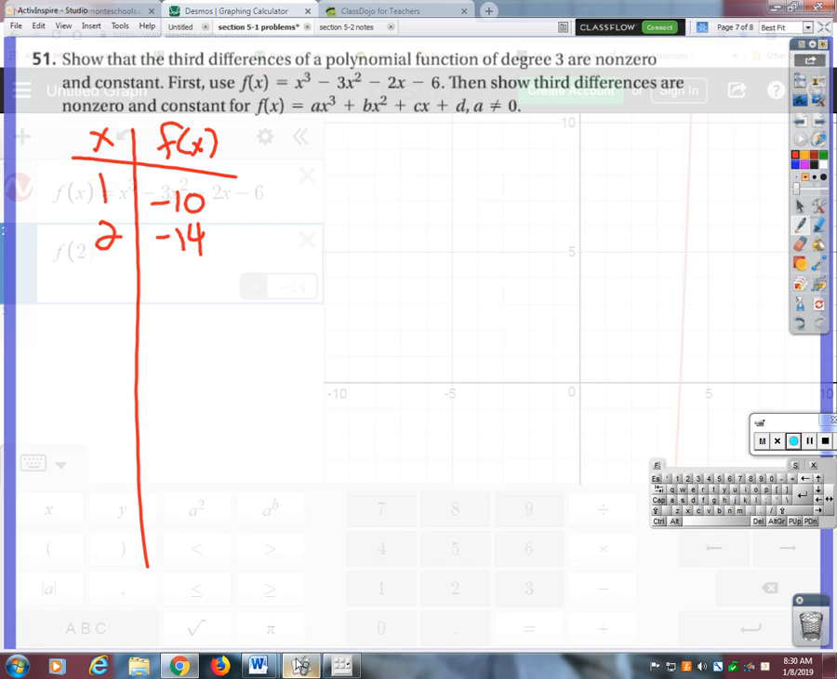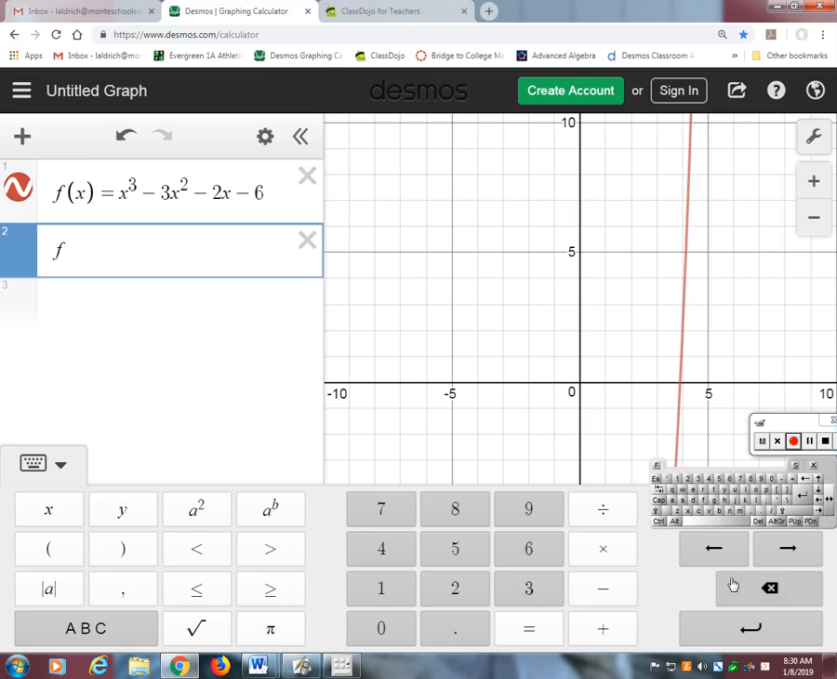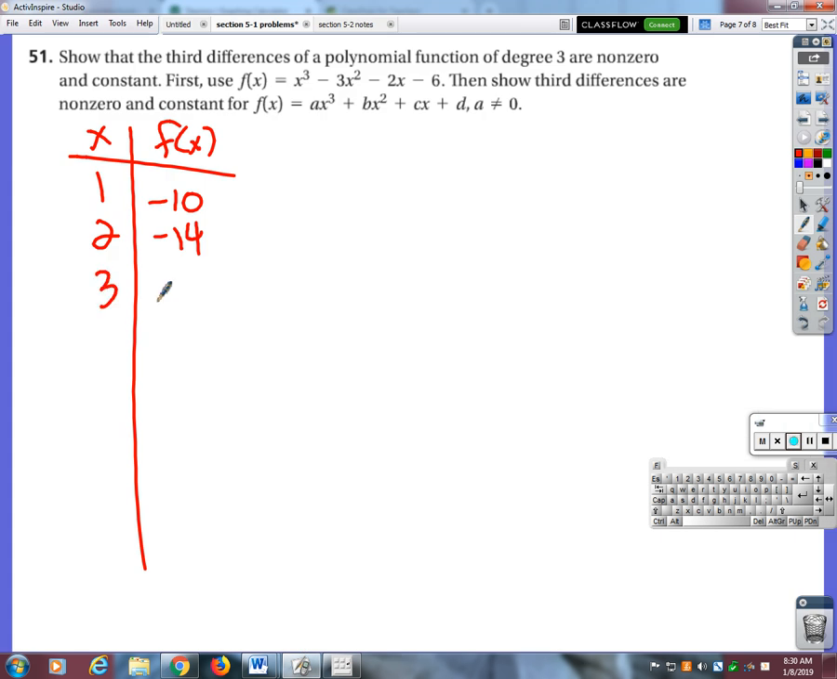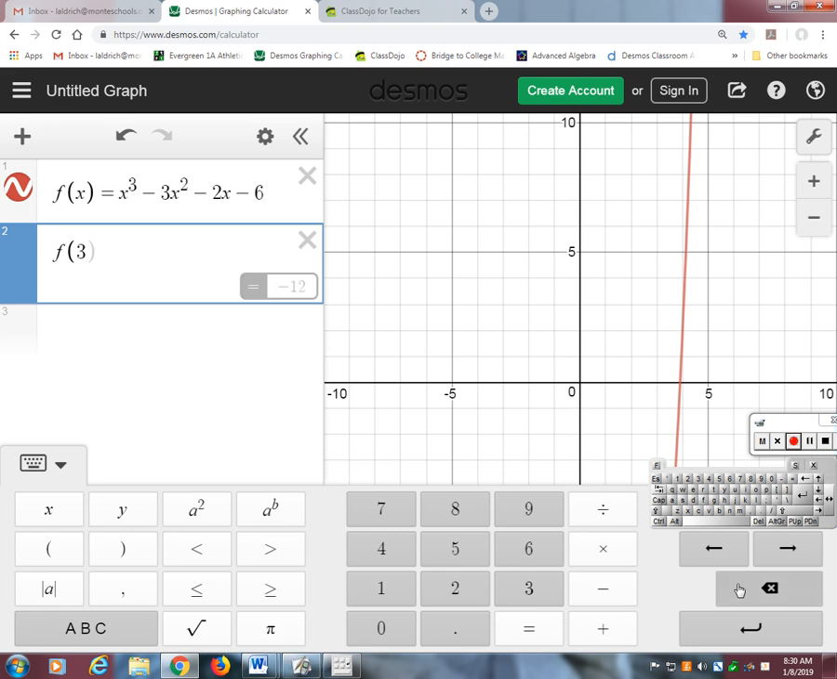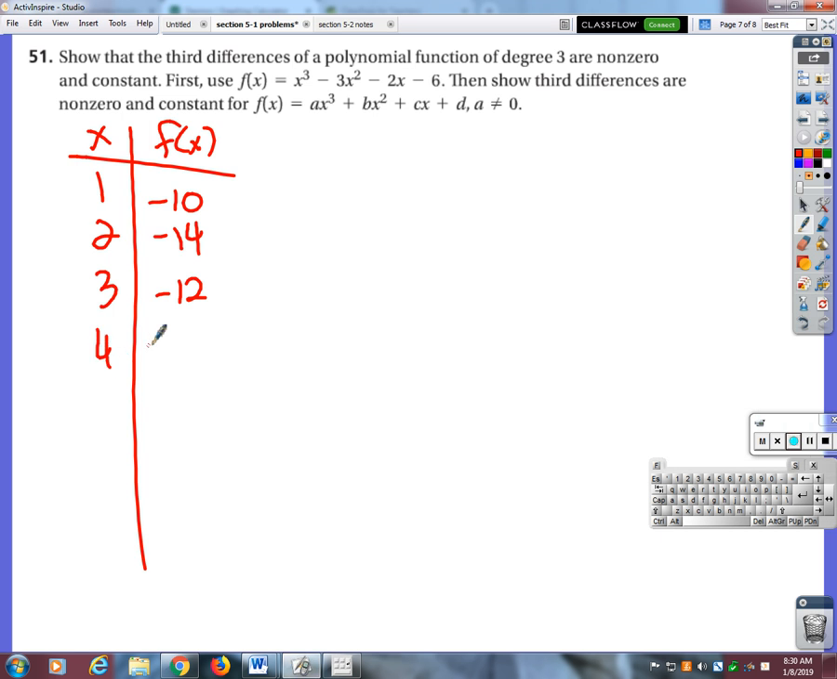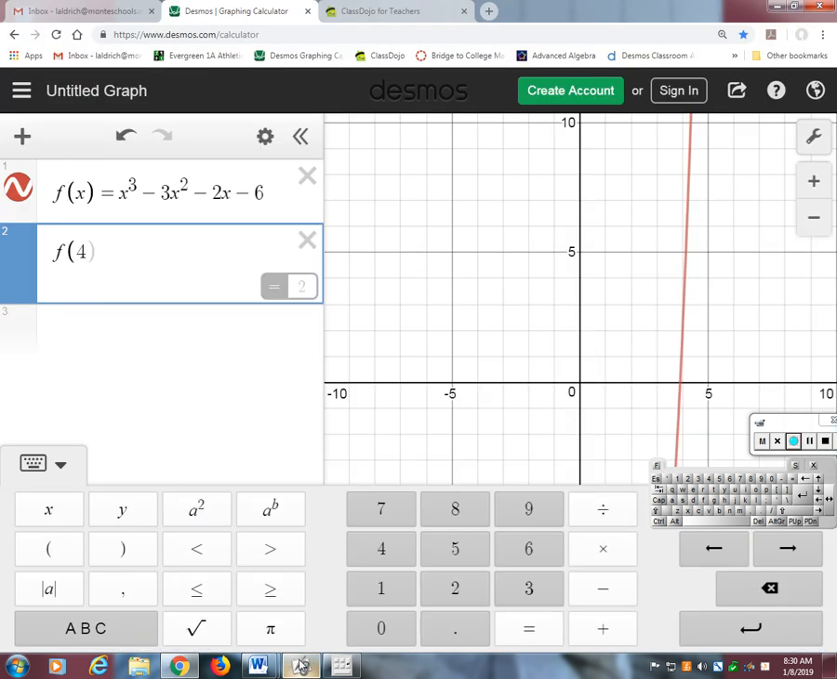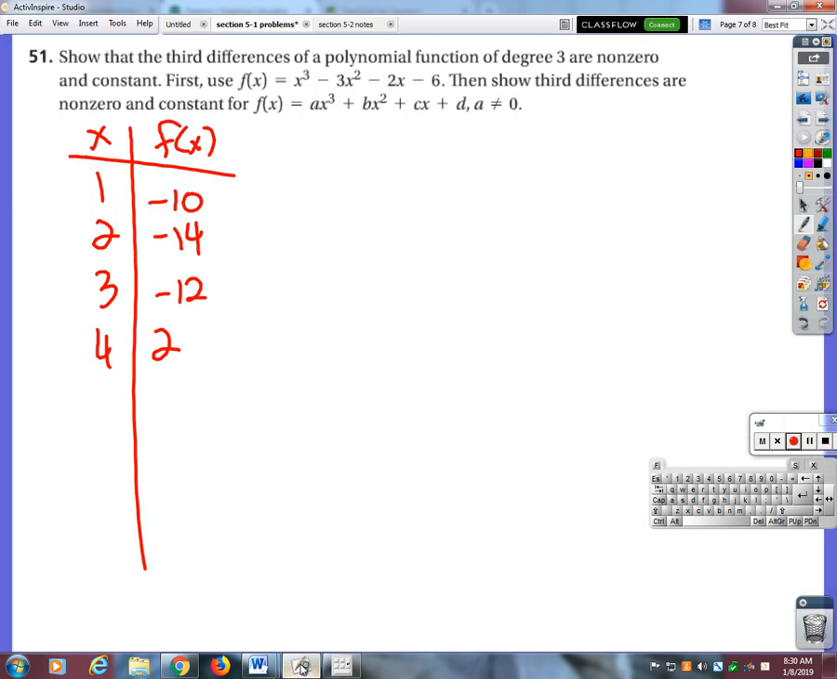If I change that to 3, then I get negative 12. Then if I change it to 4, I get 2. And finally, if I change it to 5, I get 34. Okay, so that was just me using Desmos to create a table of values.